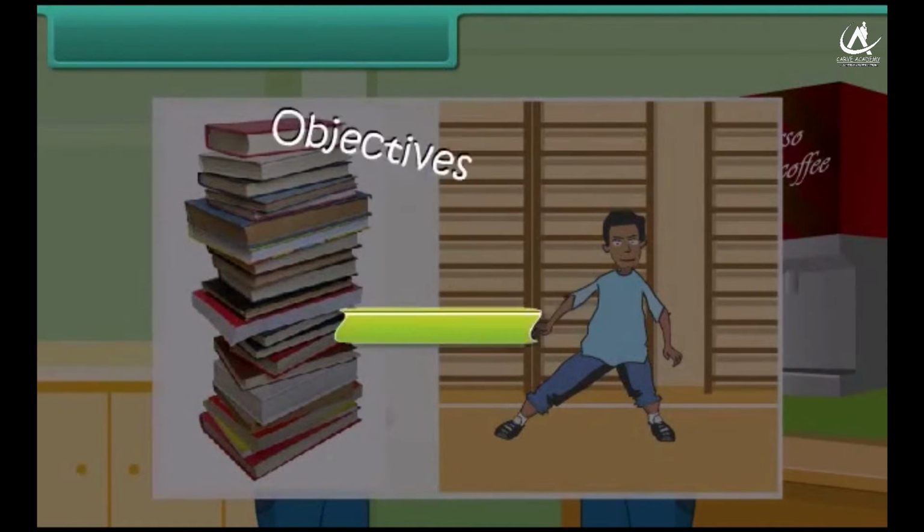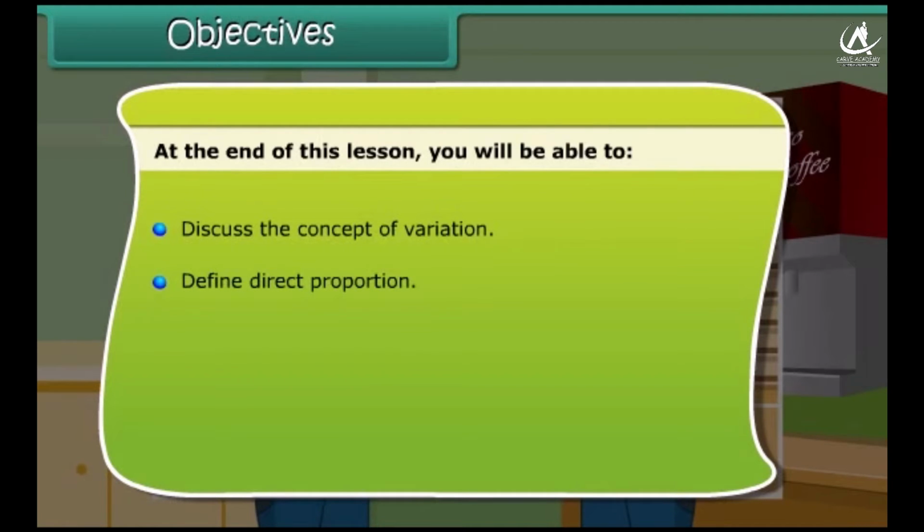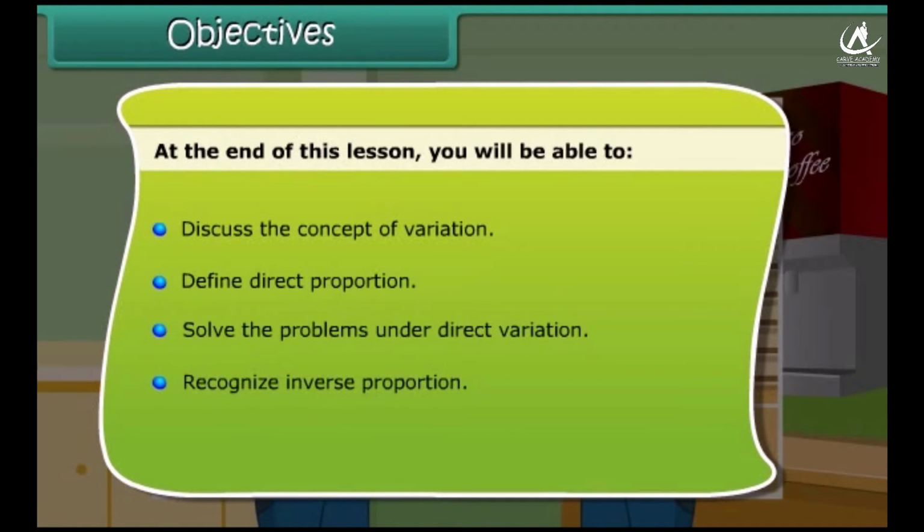Objectives. At the end of this lesson, you will be able to discuss the concept of variation, define direct proportion, solve problems under direct variation, recognize inverse proportion, and evaluate problems under inverse proportion.